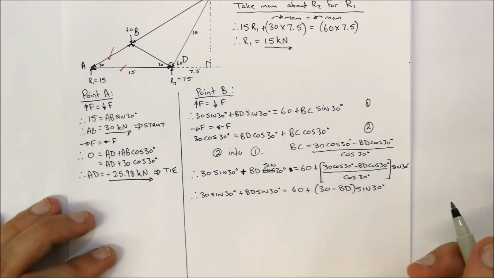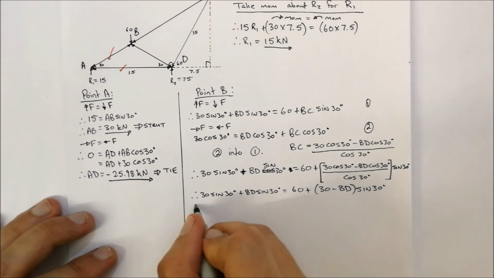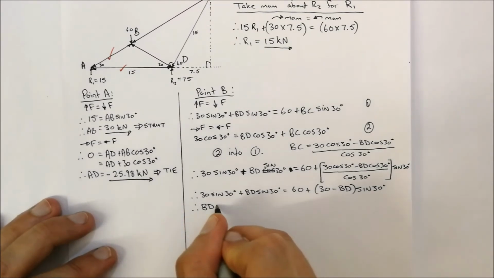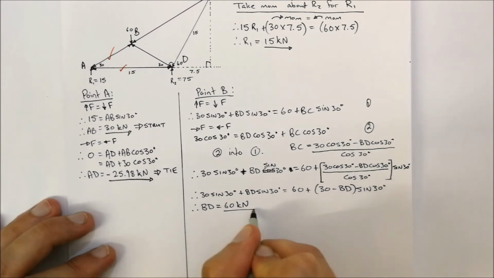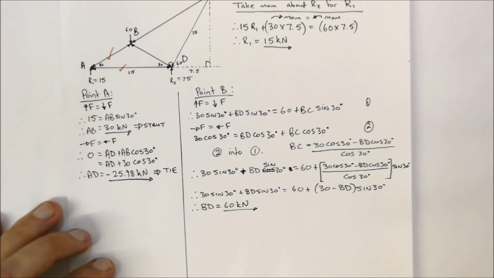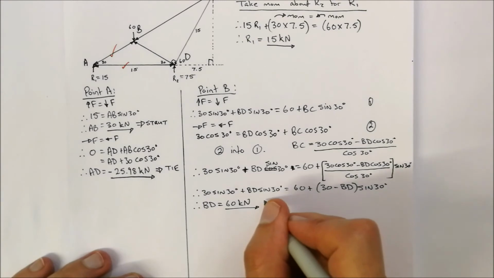Over here we are able to say this is the same as saying 30 sine 30 degrees minus BD sine 30 degrees. Now what we're going to do is make BD the subject of the formula. When you do that, you'll find that BD is equal to 60 kilonewtons. Again, it's a positive value, so what does that indicate to us? That is a strut.